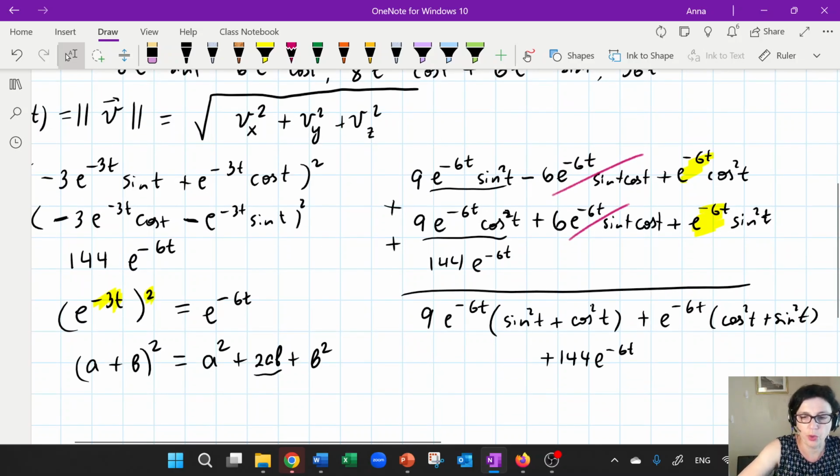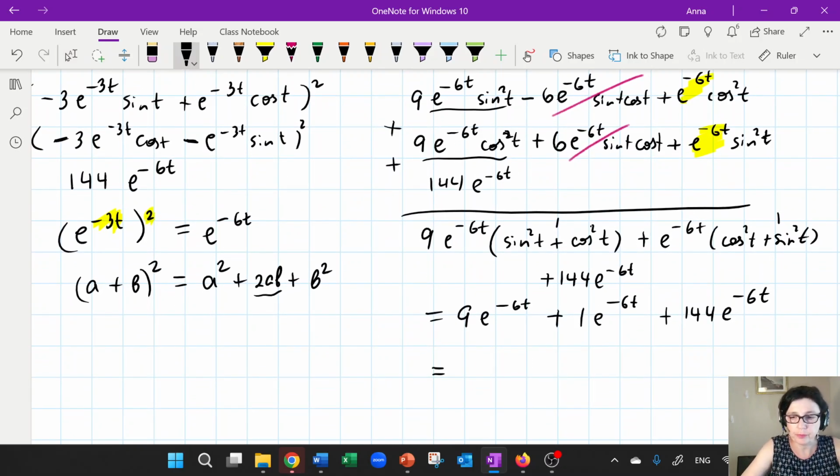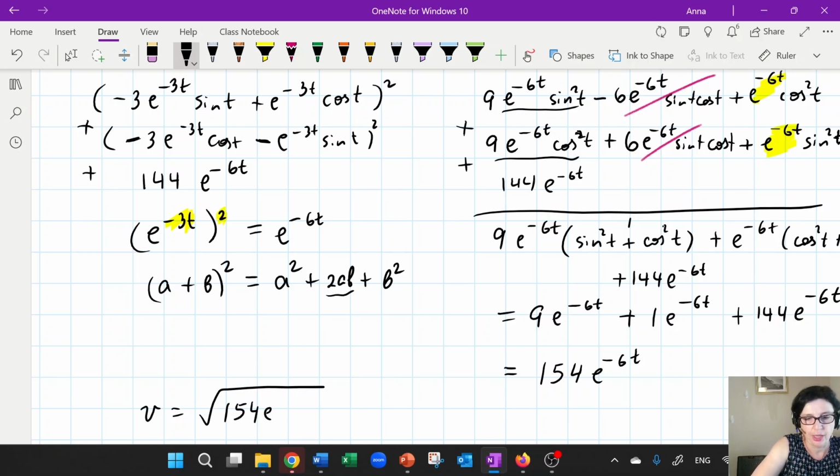Now what? Well, knowing that sine squared plus cosine squared is 1, this will just become 9 e to the negative 6t plus 1 e to the negative 6t plus 144 e to the negative 6t. All of these terms share e to the negative 6t, so we can just go ahead and add that up. We get 10 and 144, that's 154 e to the negative 6t. Now, if I take the square root of this expression, that's how I get the speed. So the speed is the square root of this expression because this is the magnitude squared.